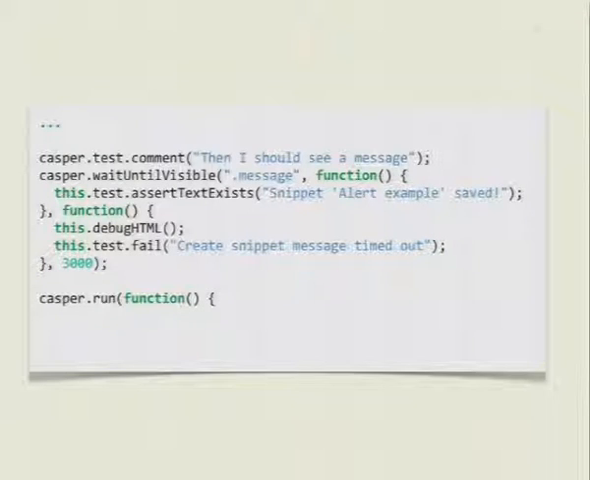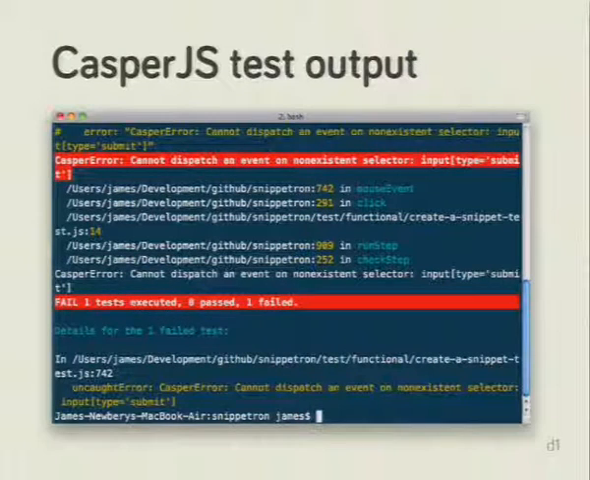And then the final thing you need to do with the Casper test is actually run it at the end. Anyone who's worked with promises will know that this is a promise-based structure. So at the end, you need to say, yeah, actually run this, and then again, a callback says that the test suite is completed.